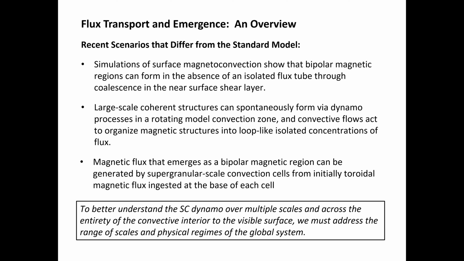And another interesting idea is that maybe the tachocline isn't as important as, well, I mean, it's important, of course, but maybe it's not like the standard model where all magnetic flux comes from. There are some global simulations that show how large-scale coherent toroidal structures can spontaneously form via simple dynamo processes in a rotating convection zone. This is that wreathy toroidal layer at the base of some of the anelastic models that are able to extend to global spatial scales.